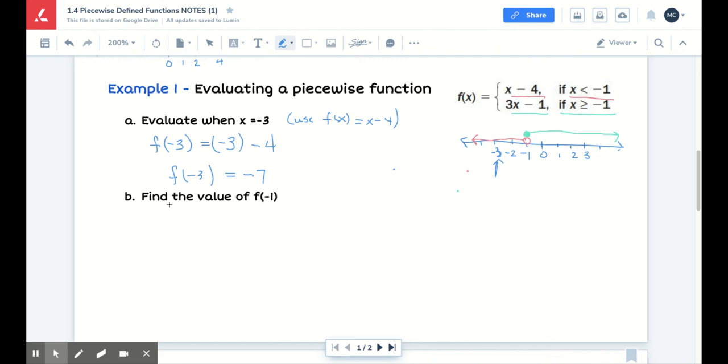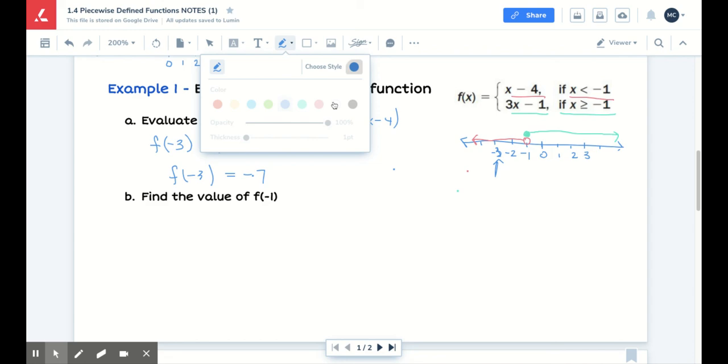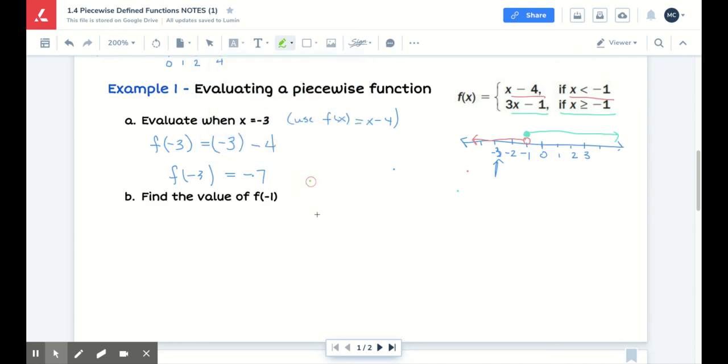For my second one, it says to find the value of f of -1. I think I'll do this one in a different color. Let's use a green. Okay, so this says when x is -1. That's what it's asking for. So I have to figure out which piece to use. My pen is going to be laggy now. That's fantastic. Okay, that says use f of x equals, and then we have to figure out which piece we would need to use. So I'm going to go to where x is -1, which is right here.